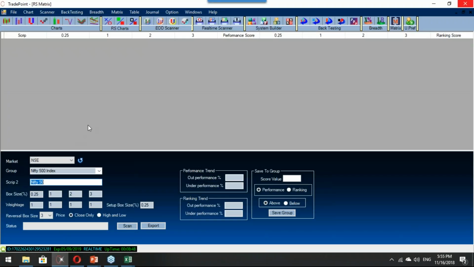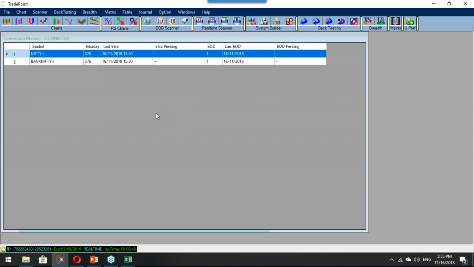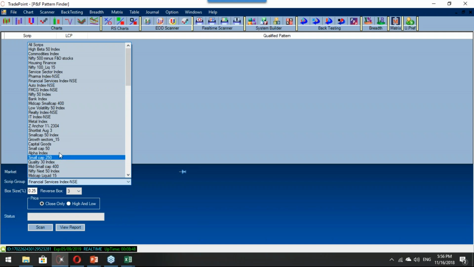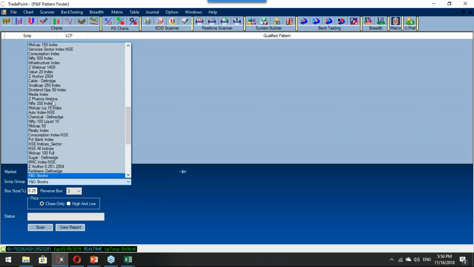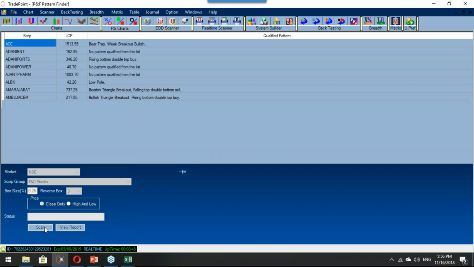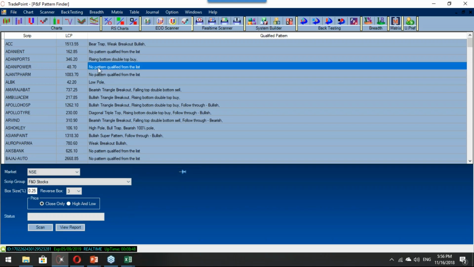So in the meanwhile, what you can also do is there is something called a smart scanner, and in the smart scanner there is something called the pattern finder. This is a wonderful tool that you can use. I'll just tell you what can be done with this. F&O stocks, again you can choose the boxes in which you can run this. So for the entire universe it will scan through, and it will tell you what are the patterns that are readily identifiable in these stocks. If there is no pattern, then it will tell you no pattern qualified from the list.